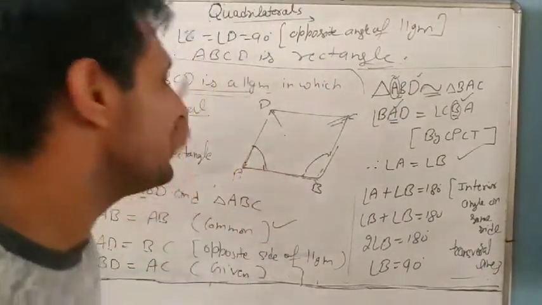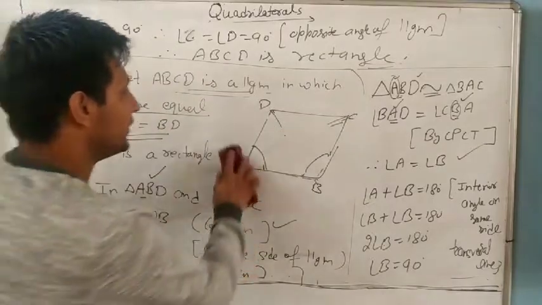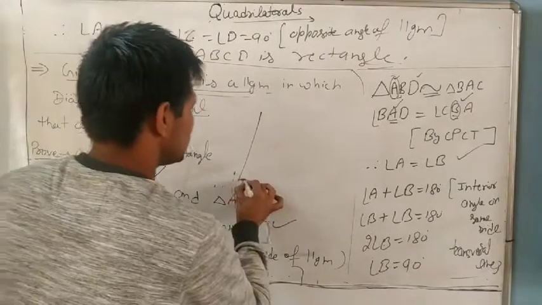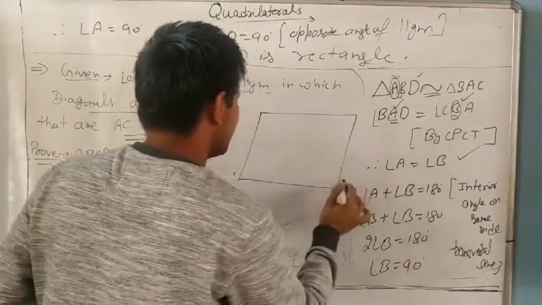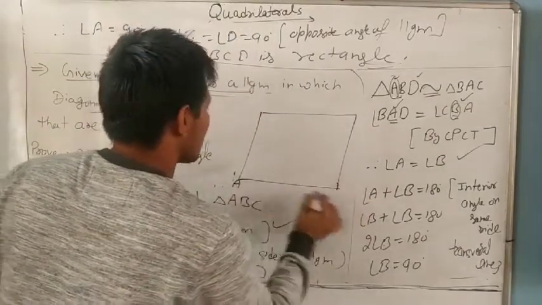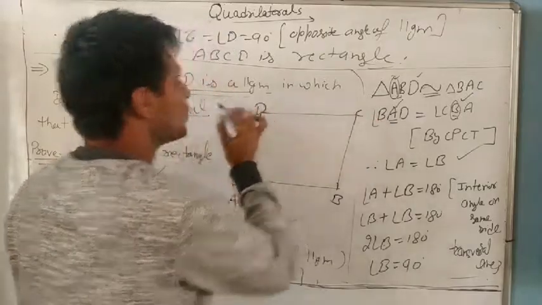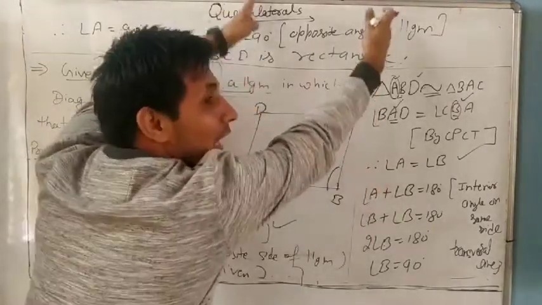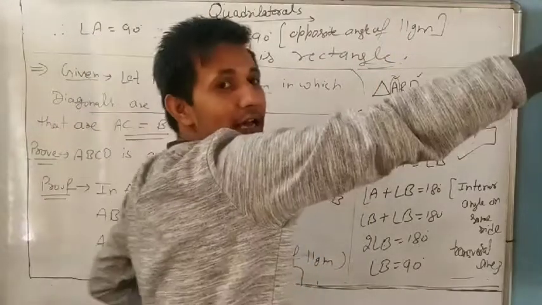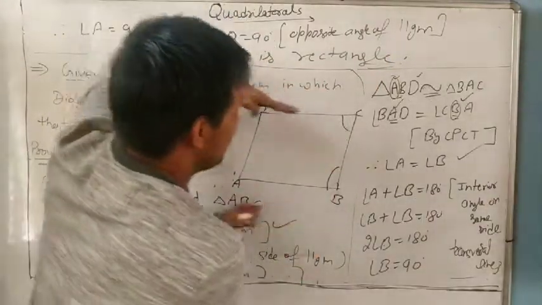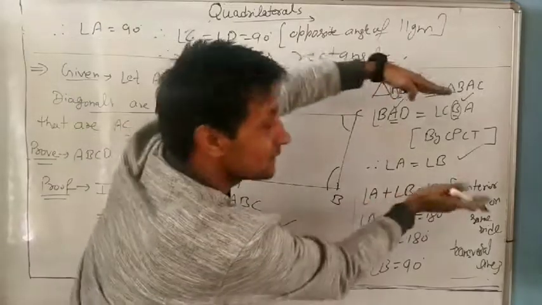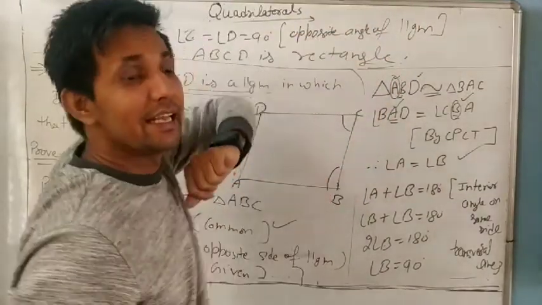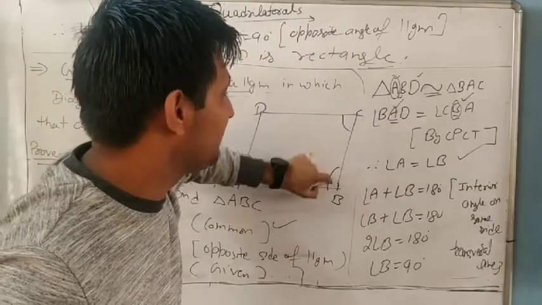You can take any other two triangles, not only A and B. Because ABCD is a parallelogram, you can take any two angles. You can take angle C and B also, because these two are parallel lines and it is a transversal, and the sum is always 180. Anyhow, we want to prove that angle B and C are equal.